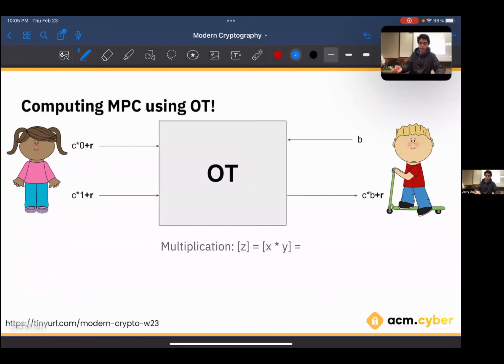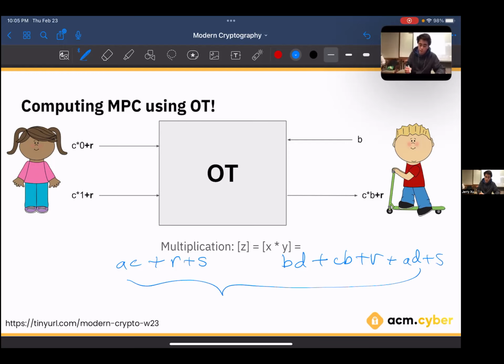So the idea is we're going to do this for CB and AD, right? As we said before, Alice is going to multiply AC on her own. Bob is going to multiply BD on his own. Then Alice is going to hold on to an R, and Bob is going to get CB plus R. And then for AD, Alice is going to hold on to some S or R prime, if you like. I'll just use S. And Bob is going to get AD plus S, right?